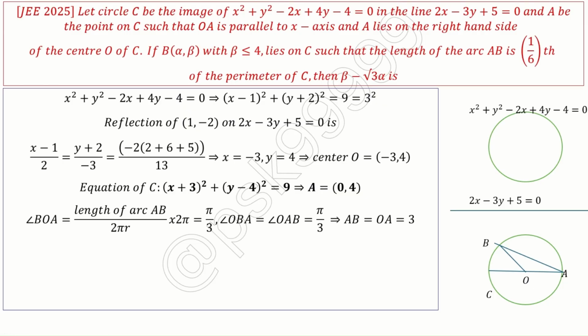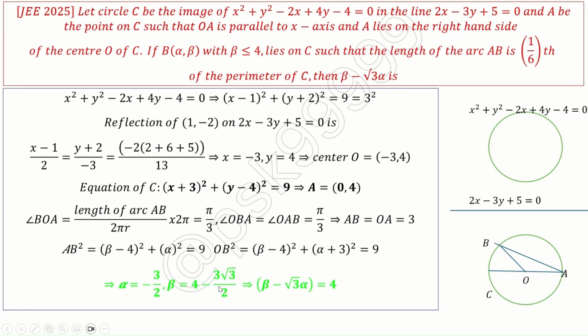So now I have my AB, I have my OA. Now what do I need? AB square, which is nothing but the distance between these two. This is (0, 4), this is (alpha, beta). So (beta minus 4) whole square plus alpha square equal to 9. My OB square is nothing but, O is (minus 3, 4), this is (alpha, beta), so it becomes (beta minus 4) whole square plus (alpha plus 3) whole square equal to 9. If I solve these two, I get alpha as minus 3 by 2, beta as 4 minus 3 root 3 divided by 2, which means beta minus square root of 3 alpha is nothing but 4. This is the answer. Hope you understand how to solve this problem. Okay, next.